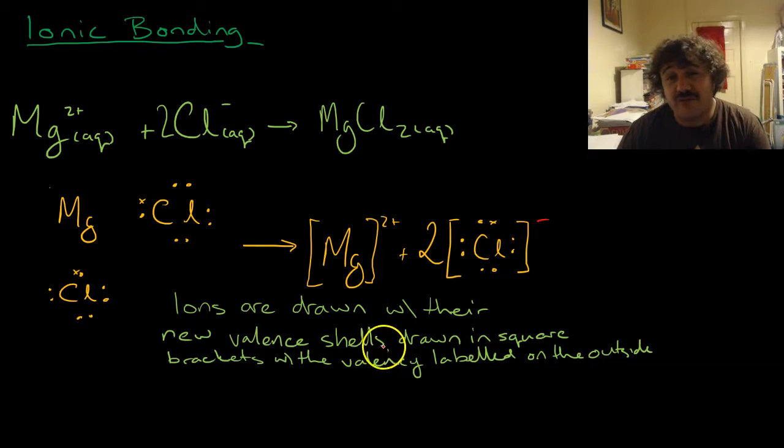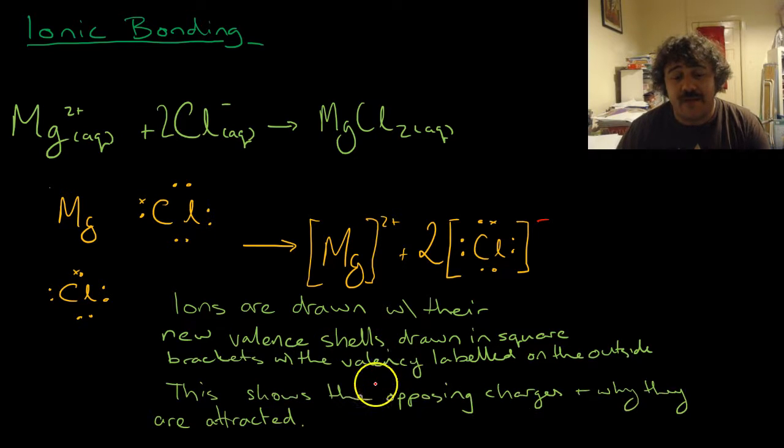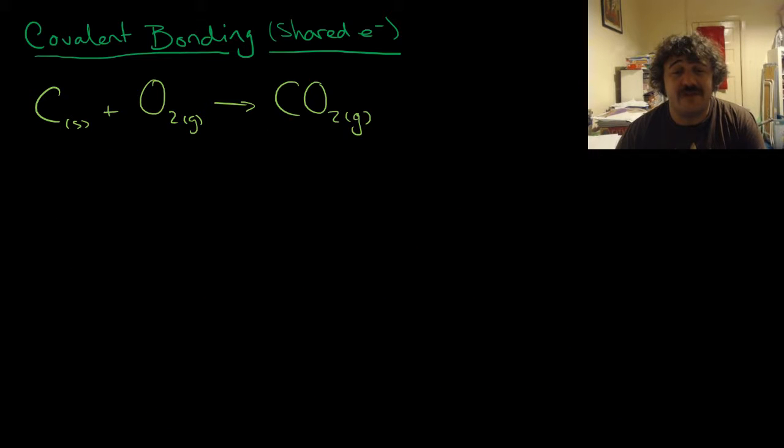So the ions are drawn with their new valence shells. They're drawn in square brackets with the charge labeled on the outside: 2 plus, minus. And this shows the opposing charges, which is really cool. If this is positive, this is negative. This shows why they're attracted together and why those bonds are so strong. So that's another useful aspect of this. We can see this is a positive ion and this is a negative ion, and that's why they're so closely attracted.